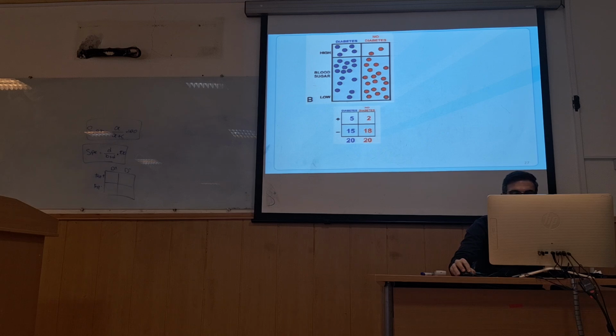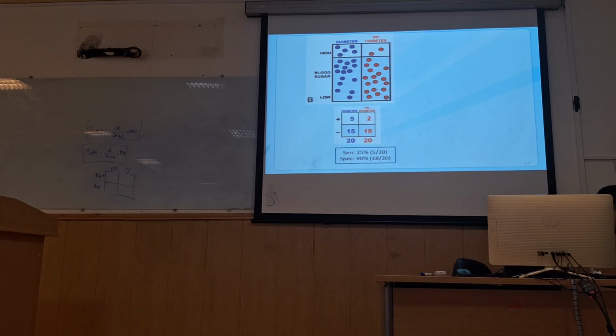Yes? And what is sensitivity? Predictive disease. 5 divided by 12. It means 25%. And what is specificity? 8 divided by 2. 90%. Yes? So when we have a dichotomous variable, you should establish a cutoff point.